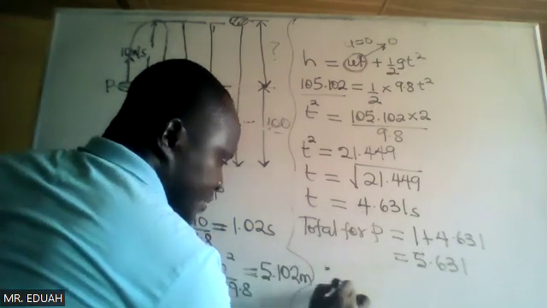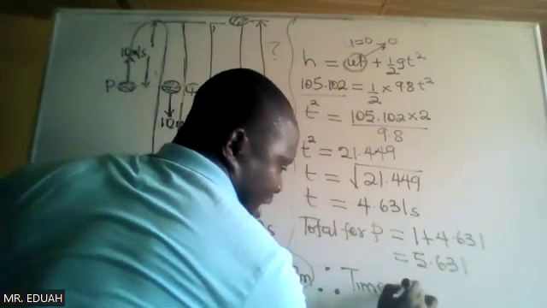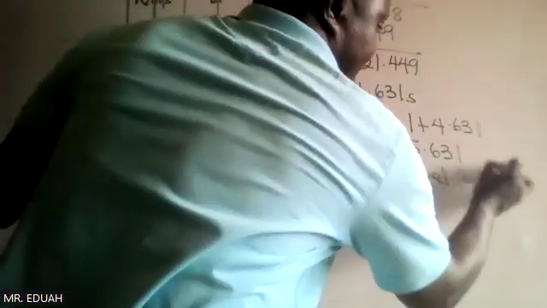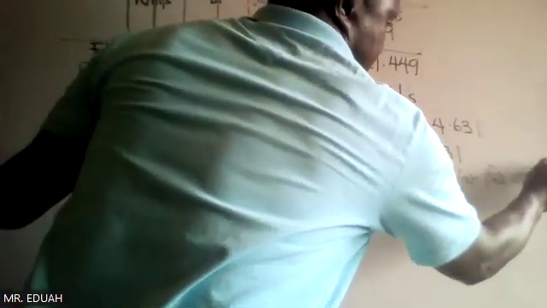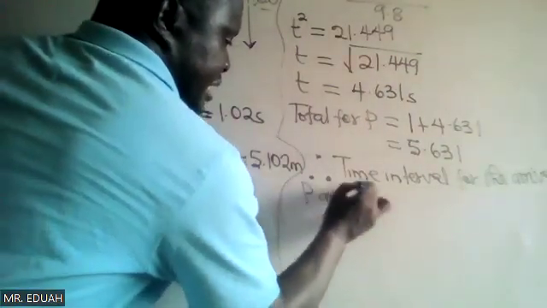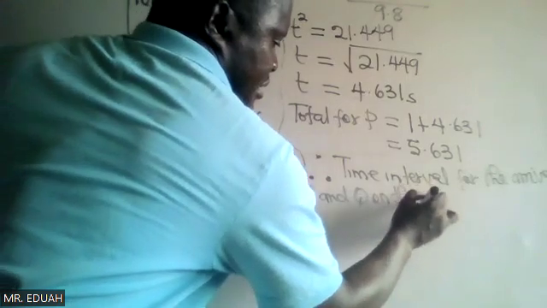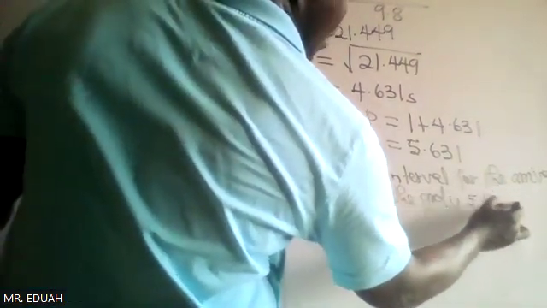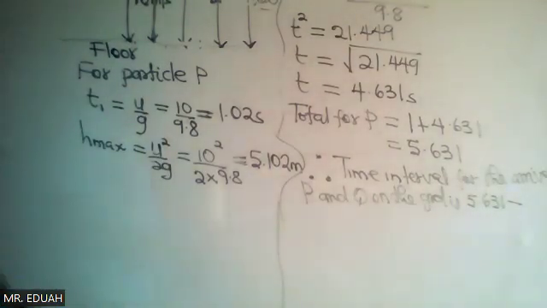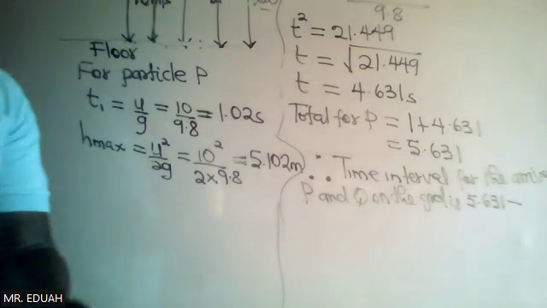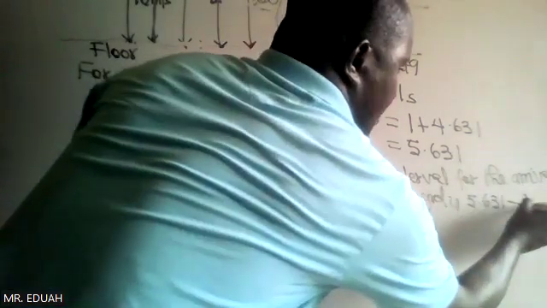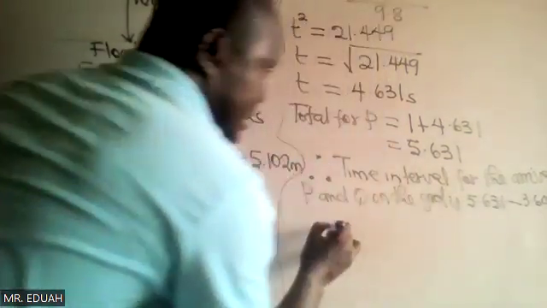So the time interval for the arrival of P and Q on the ground is 5.631 minus, what did we get for the time of Q? 3.6095. Please subtract it.